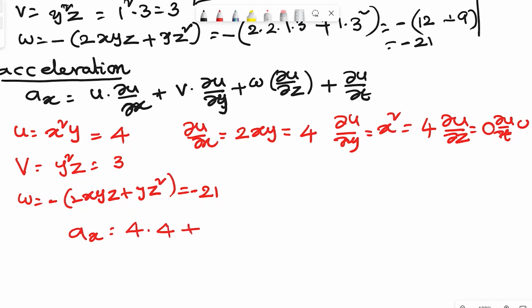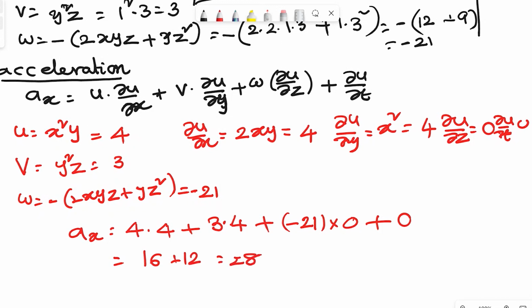Therefore, ax is equal to u is 4 into dou u by dou x is 4, plus v is equal to 3 into dou u by dou y is equal to 4, plus w is minus 21 into again dou u by dou z is equal to 0, plus 0. So it is 16 plus 12. So it is 28. Similarly, you calculate for the other ones also.